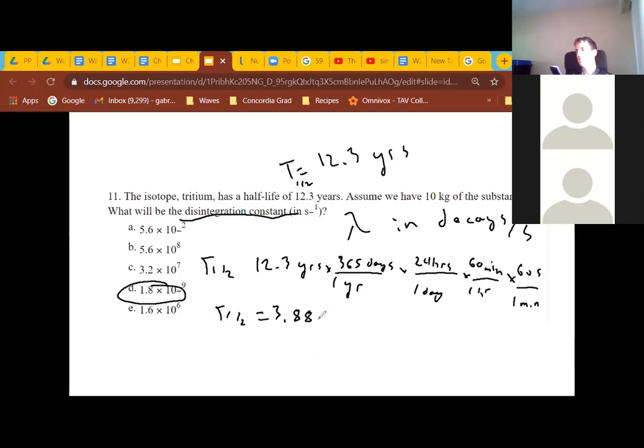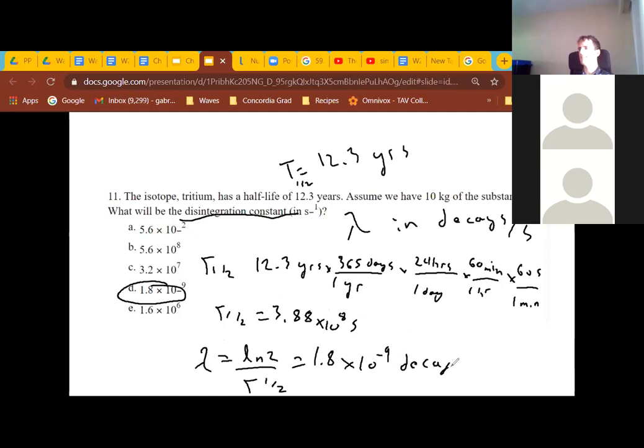3.88 times 10 to the 8 seconds. So then lambda is just, by the formula, ln 2 divided by t1/2, which should give you 1.89 times 10 to the negative 9 decays per second. Yeah, that's all.